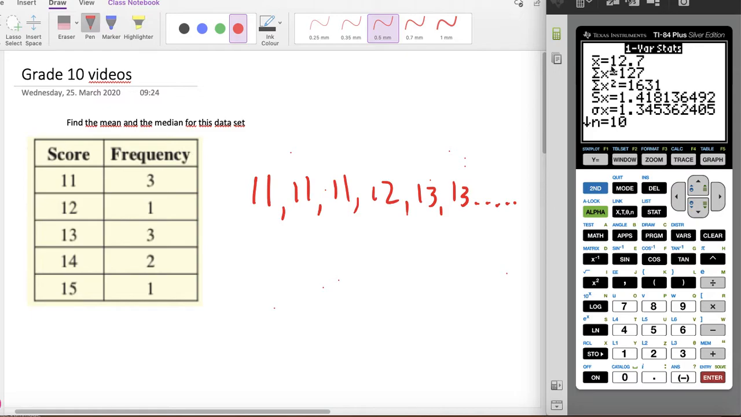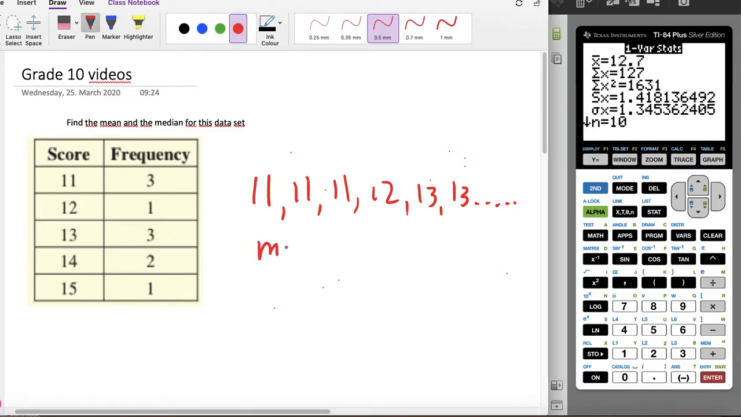So if we look at this right now, the mean, we know that the mean is the same as x bar, and if we go over to our calculator, we can see that the x bar in this case is equal to 12.7. Now, if you look here, this is the sum of all the x's, this is the standard deviation, but you also have this arrow going down with n equals 10.